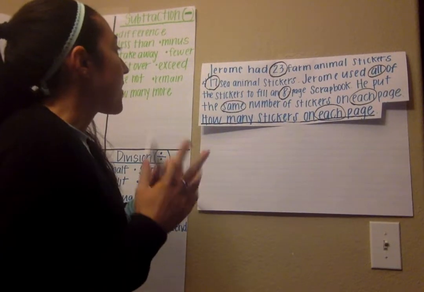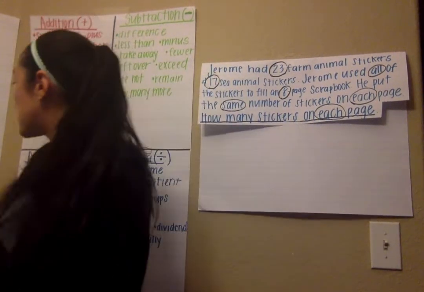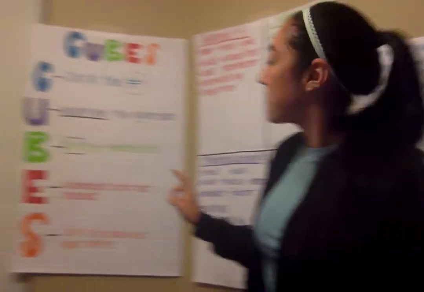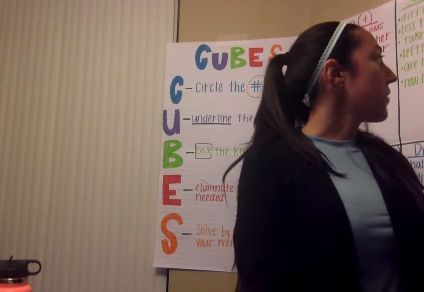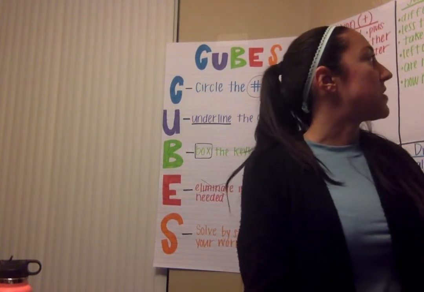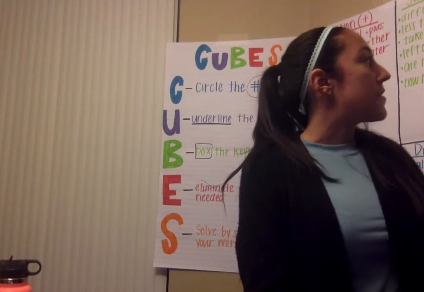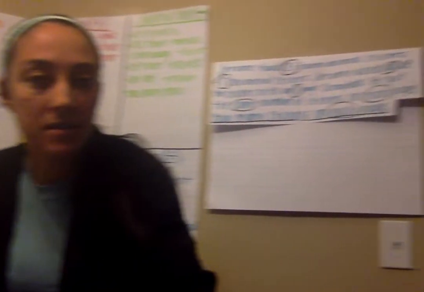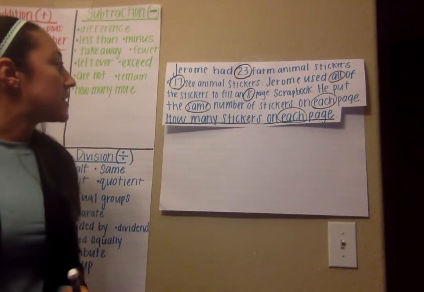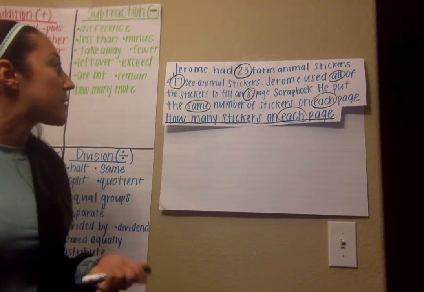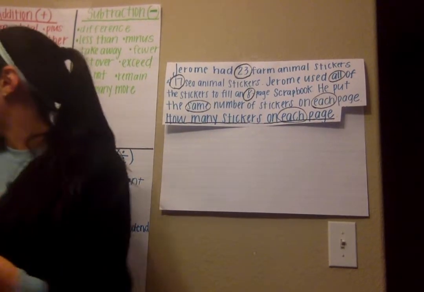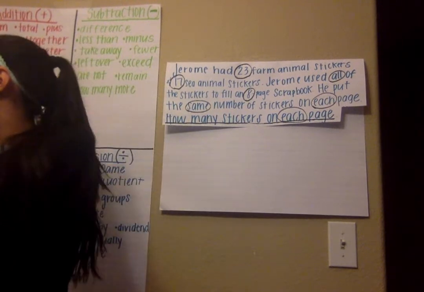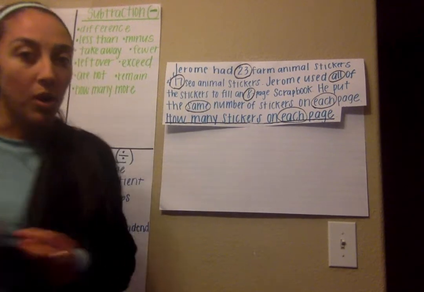So the next step we need to go over is to eliminate any information that is not needed. But in this problem, I would not say that there's any information that we could cross out. Everything that they had given us is pretty much something that we need in order to solve this problem. So then the last step of CUBES is S, solve by showing your work.